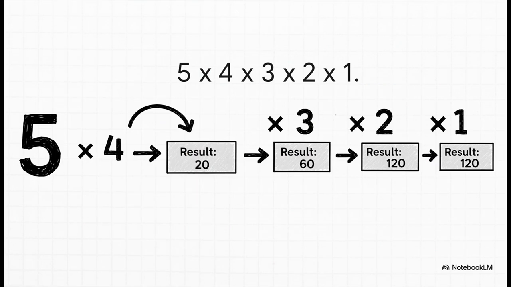A perfect example of this is calculating a factorial. To get the factorial of 5, you have to do 5 times 4, then take that answer and multiply it by 3, and so on. The loop has to remember the running total at every single step of the way.